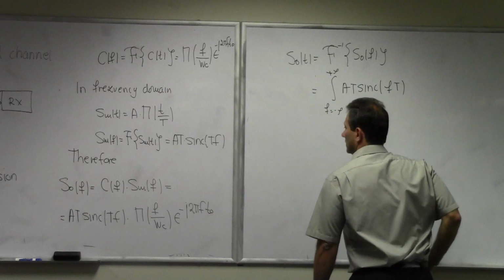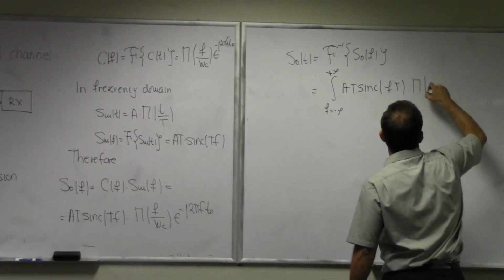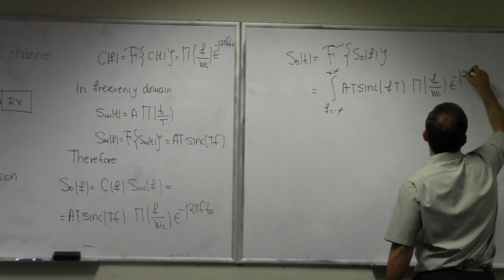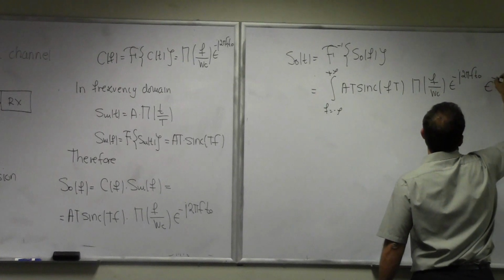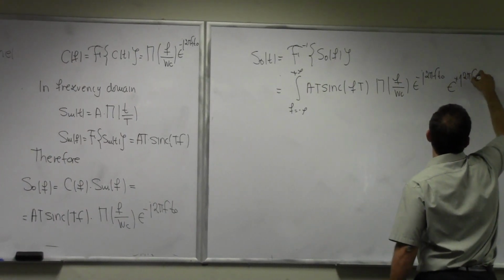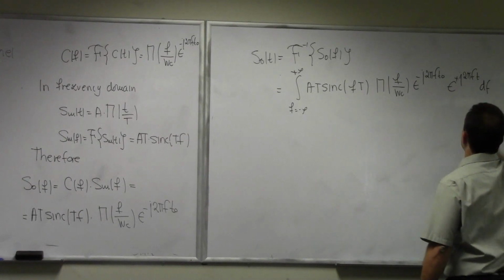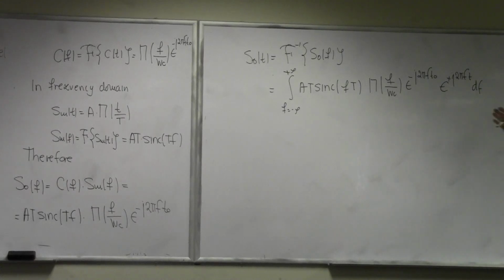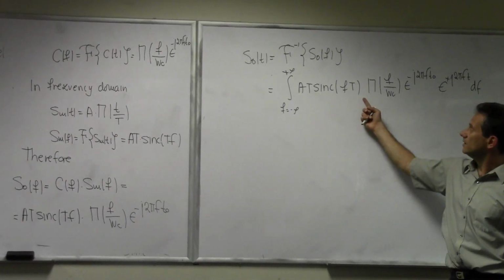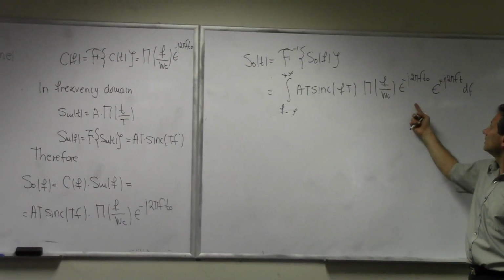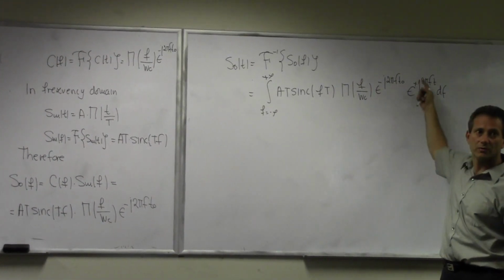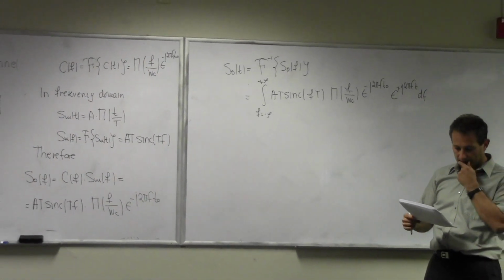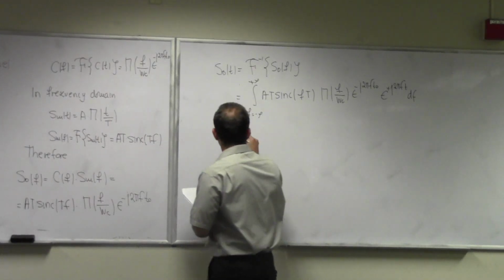times Π(f/W_c) e^(-j2πft_0). And then I have e^(+j2πft) df. Right? It looks bad, but it's actually just straightforward. This is your input signal. This is your filter, and then you're taking the inverse Fourier transform by appending the kernel and taking the integration.